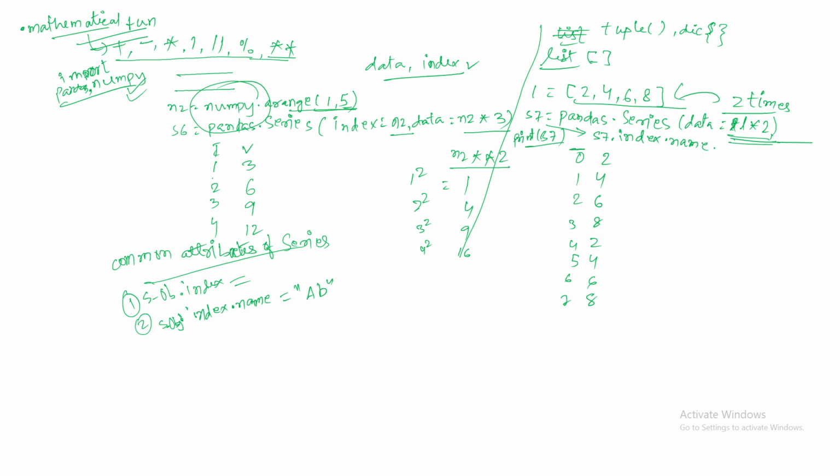This is which one? Even numbers. So if I write suppose even, then print S7, what happened here? As an index name, even will come. Clear? Now dot values, number 3, series object dot values. It will display the values in a list.